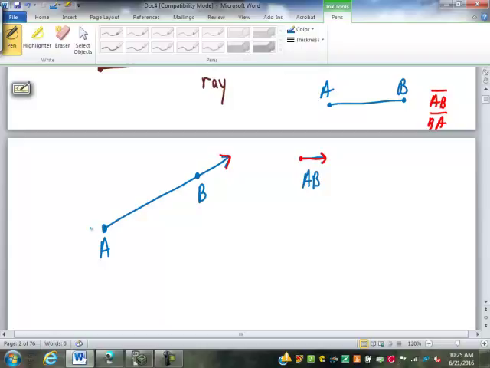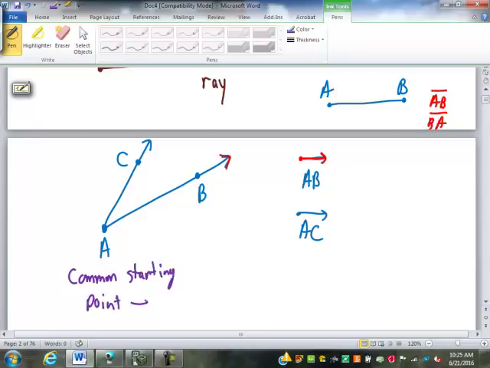So now let's say I go back to point A and I'm going to pull it in a different direction. This time we're going to go through point C. So I've created now ray AC, starting at point A and going through point C and continuing on. These two rays that share a common starting point, that common starting point is referred to as a vertex. So these two rays that share that vertex form what we call an angle.